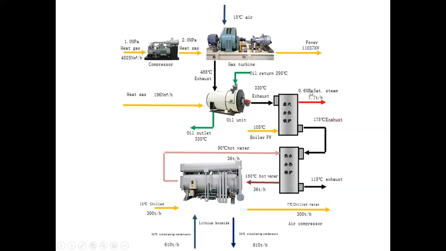Well, you know, we need some saturated steam. Well, shoot, that's plenty hot enough to generate some saturated steam at 0.6 megapascals. So that's 7.7 tons an hour, and a ton is a metric ton. So multiply 7.7 times 2204, and that's the pounds an hour of steam they're getting. Well, that's almost 17,000 pounds an hour of saturated steam. Well, shoot, somebody can use that.